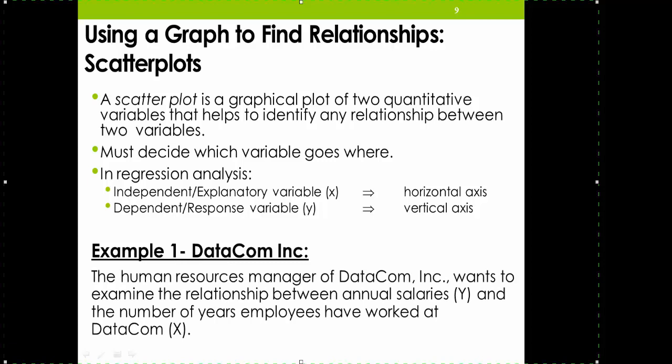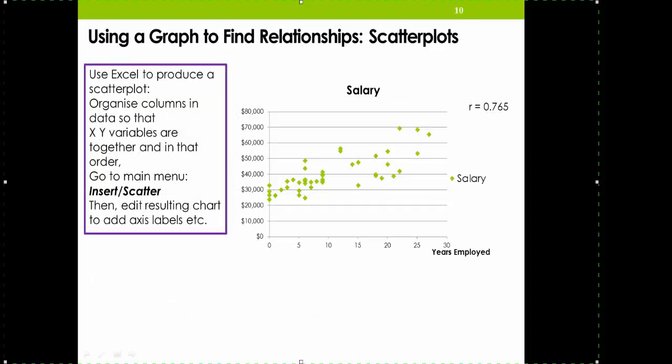So let's have a look at an example. In a company named Datacom, the human resources manager of Datacom Inc. wants to examine the relationship between annual salaries, which is the dependent variable, and the number of years employees have worked at the company, which is our independent variable X. So here we can see that we've used Excel to produce a scatter plot between those two variables. On the left of the screen, I've included some instructions on how to produce the scatter plot for those of you who need a reminder.